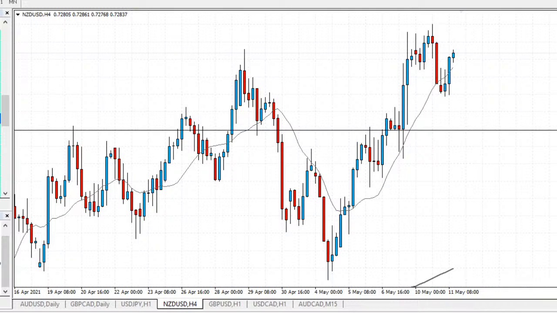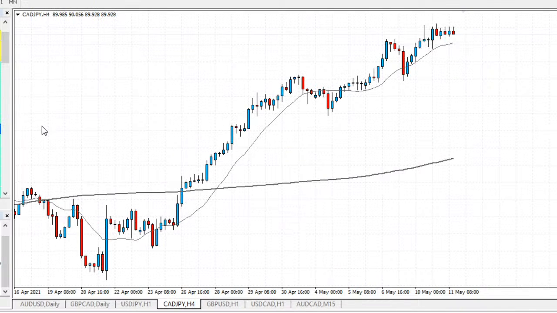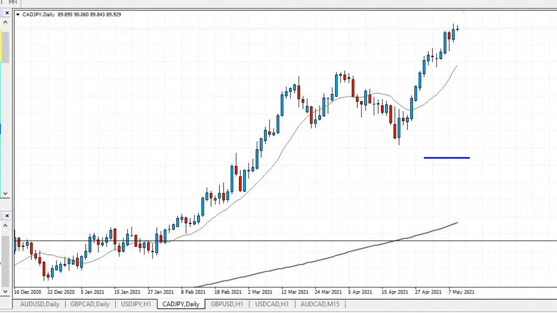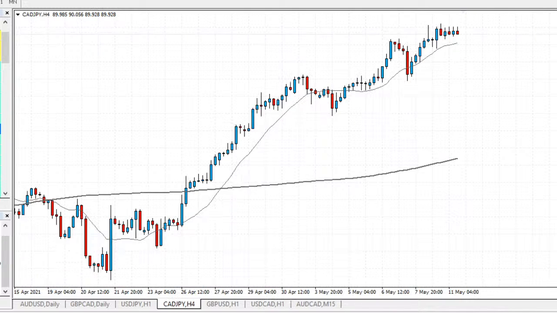Yes, sure, we'll take a look at CAD-JPY. So yeah, like I said, for CAD-JPY, we've had a big push to the upside recently, and I do expect to see some retracement now for this pair, because if I just go on the daily quickly, you can see we had this big push to the upside. I think 1, 2, 3, 4, 5, 6, 7, 8, 9. We've seen 9 bullish candles in a row there. So we are definitely due some retracement.